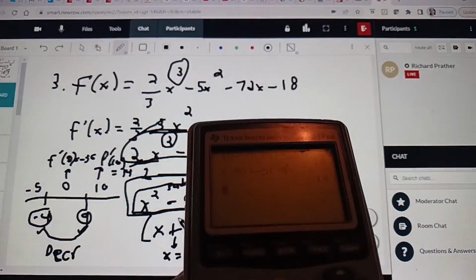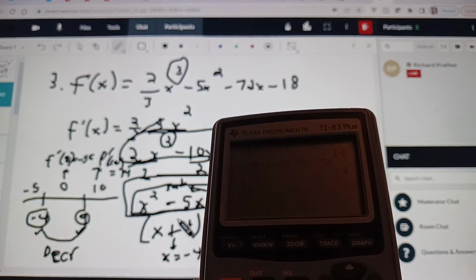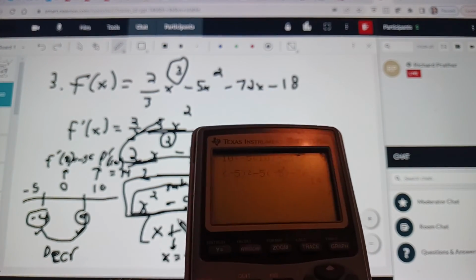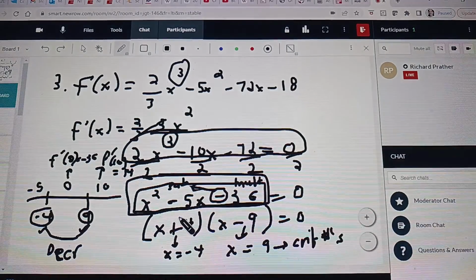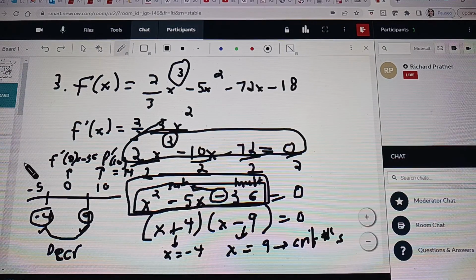It often is the case in polynomials that you'll see the same answer twice. The reason I got 14 again, f prime of negative 5 was also 14, is because I was 1 unit this way away from negative 4 and 1 unit this way away from 9. The balance of it makes that happen sometimes. It doesn't always happen, but often in polynomials it does. But again, the 14s don't matter.